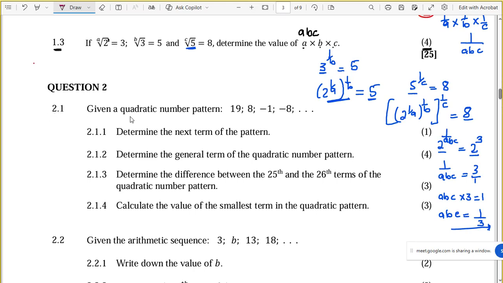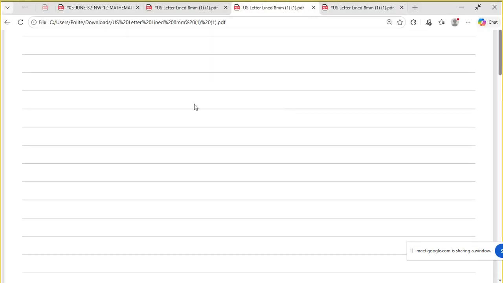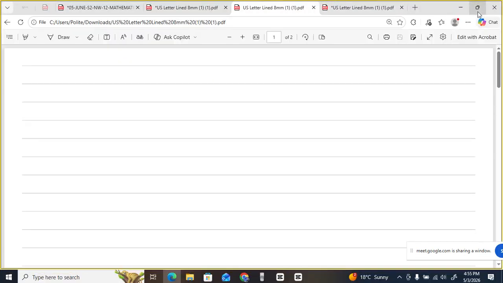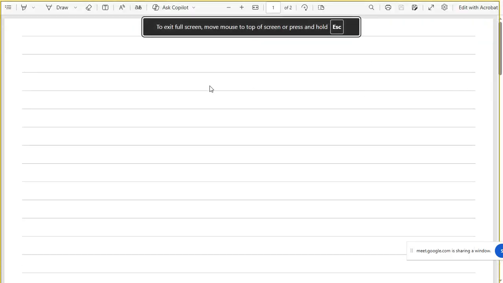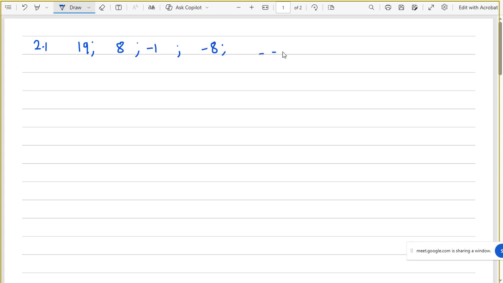So guys, look at this now. 2.1, you are given a quadratic pattern. So I'll just take my quadratic pattern and write it on the other side. Then we'll answer all these questions. Let's try to be fast on this one. I don't think you guys have any issues with this type of question, especially the quadratic one. They say that you have 19, 8, -1, -8.